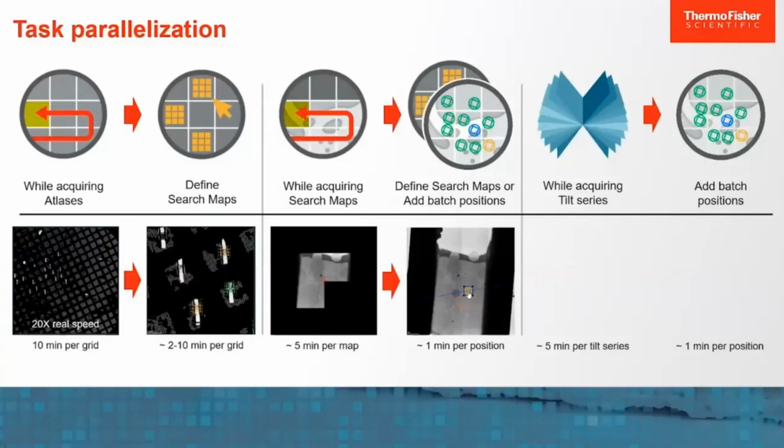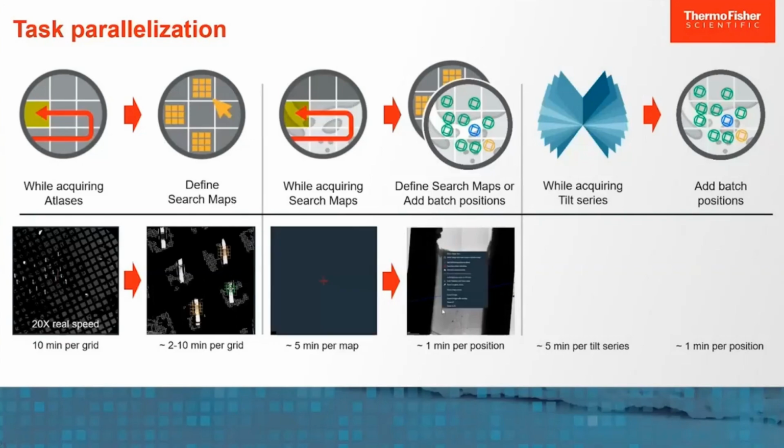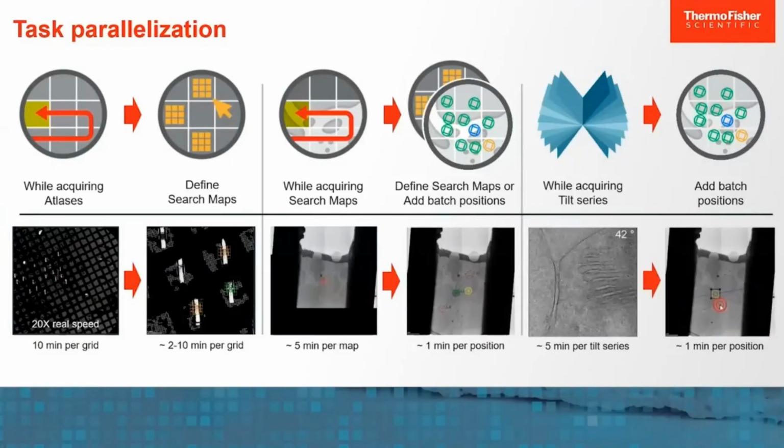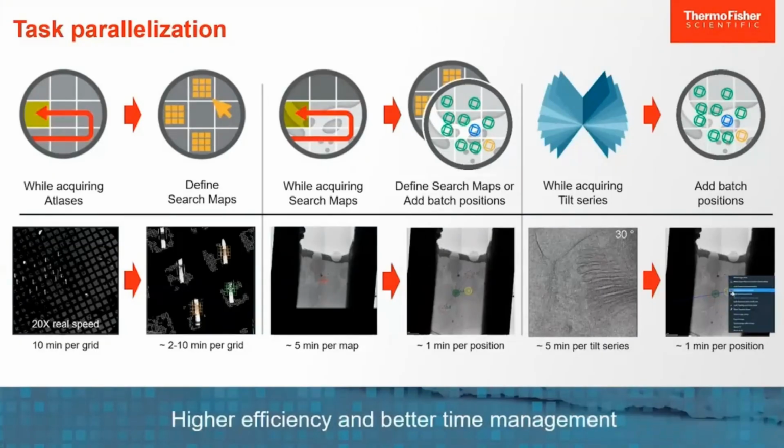When you want to zoom into the acquisition of a search map, you can already start defining the batch positions, or the best areas where you like to take, for example, multi-shot tomography of. Or you can also continue defining more search maps. You have the option, of course, what you would like to do, but also here an important parallelization step can be done. And even while you acquire tilt series, you can continue defining batch positions. So this is actually very, let's say, convenient. Of course, it's still a manual process.